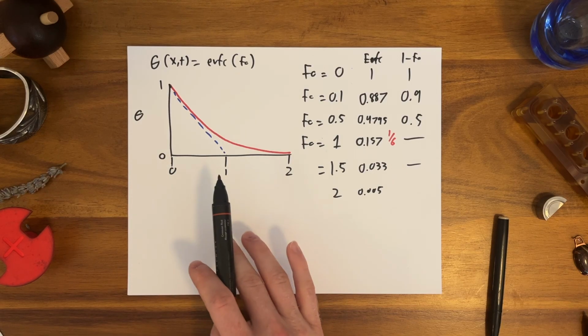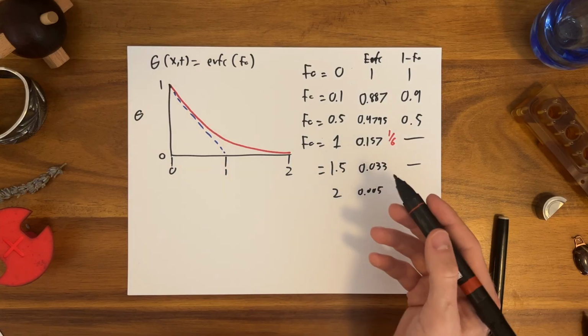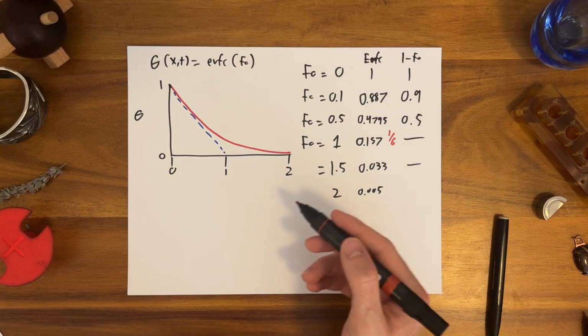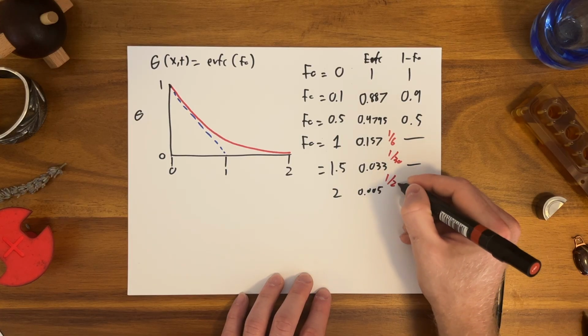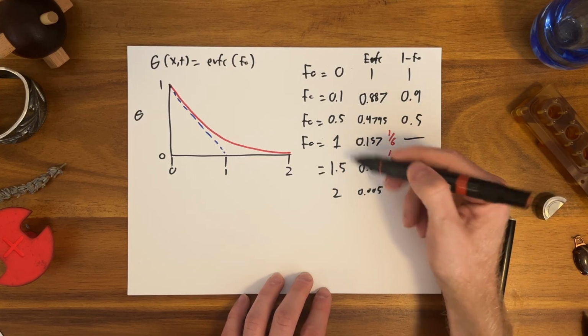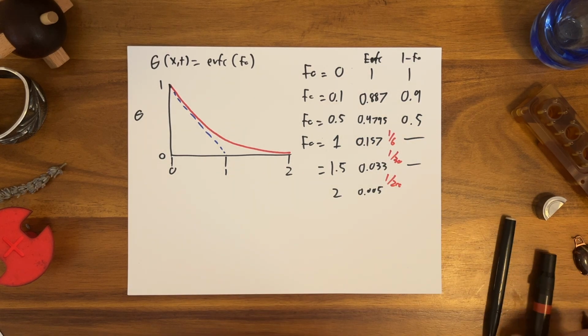Once you get to a Fourier number of about 1, you have like a 6x insulation ratio. You've only moved 1/6 of the way to the final temperature. And then here, this would be like a 1 over 30, and then here's like a 1 over 200. Your insulation starts to get really good once you get into the Fourier equals 1 to 2 region. So let's actually back this out to the real math.